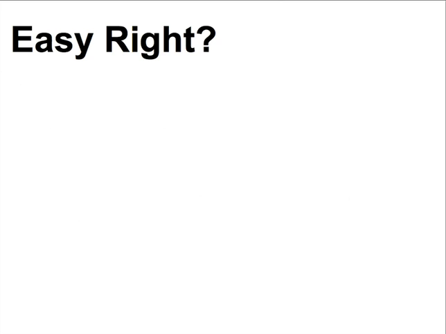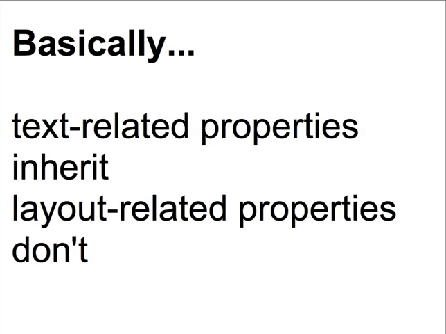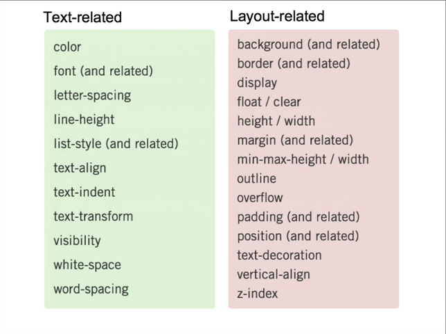Sounds easy enough, right? Okay, not quite all of it. Basically, text-related properties inherit, but layout-related properties don't. So, this is a table, for example, of text-related versus layout-related properties. All the ones on the left will inherit, whereas the ones on the right will not. And that's handy. As you start to write CSS, you'll come to appreciate that margins and paddings and borders don't inherit on elements, but the text-related properties do, so you don't always have to define them.